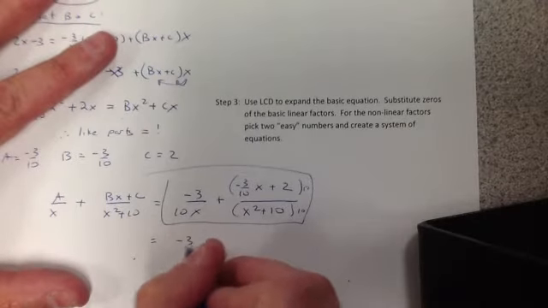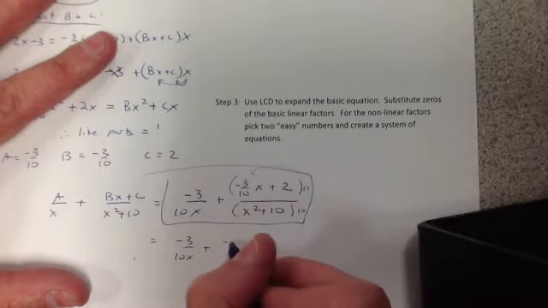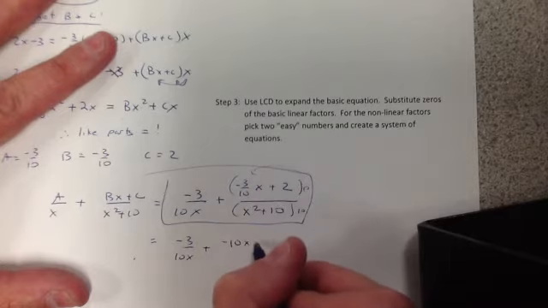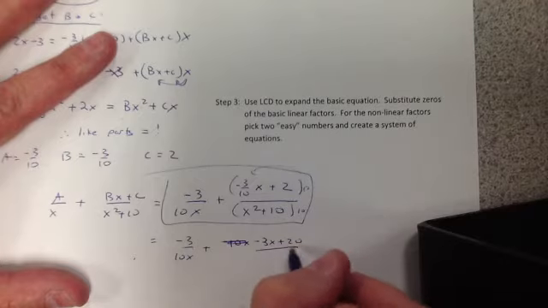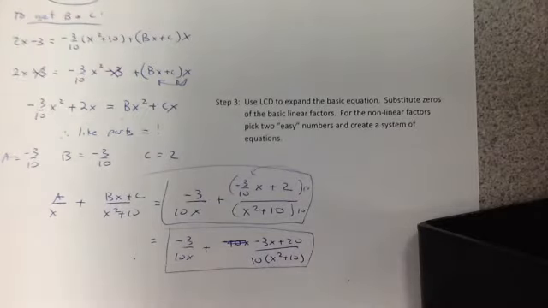And we get negative 3 over 10x plus, distribute here, a negative 10x, whoops, that's embarrassing, a negative 3x plus 20 over 10 times x squared plus 10. And it's okay to leave it like that. And there's our answer. A little bit harder. Definitely try this one. Maybe again.